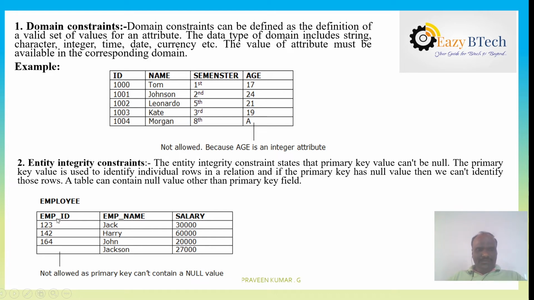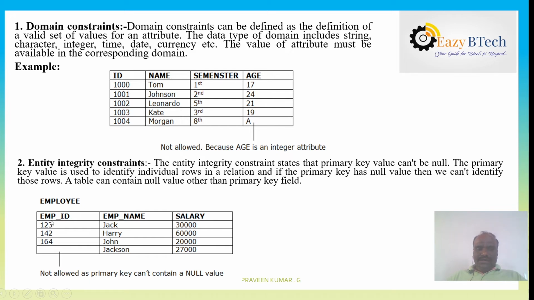Suppose in this example, employee name and salary. I want to know the salary of some John: select star from employee where name is John, 20,000. Suppose there is more than one John. That is ambiguity for a database. That's why we go with the employee ID. Employee ID is the primary key. This is a unique value. A primary key is nothing but a unique value.